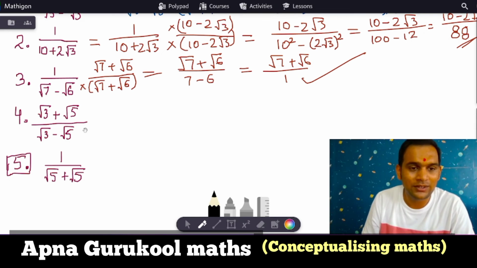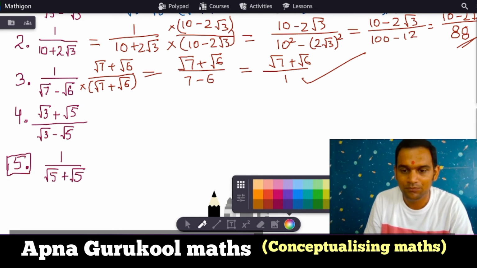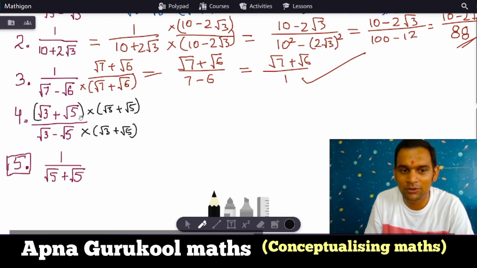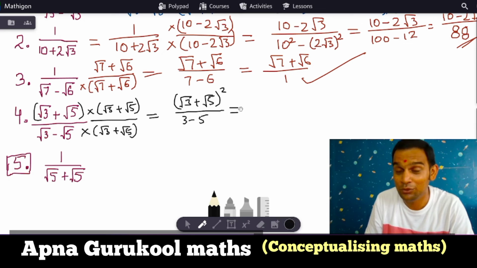Great. So now once again, the process remains the same. So we need to multiply square root 3 plus square root 5, and the same thing we must multiply in the numerator, square root 3 plus square root 5. Now as you can see, we are multiplying square root 3 plus square root 5. This becomes square root 3 plus square root 5 whole square, right? So the numerator here becomes square root 3 plus square root 5 the whole square, and the denominator obviously becomes 3 minus 5. So here we are getting it as minus 2.